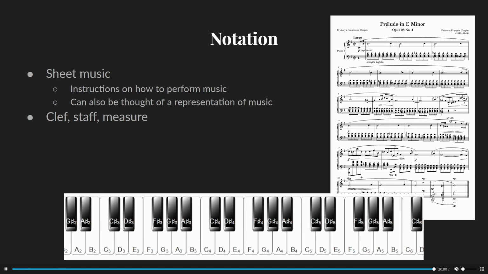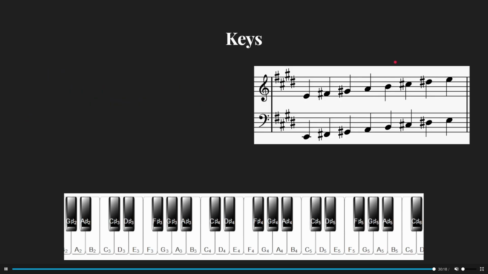But we can also think of it as a representation of music. We can use it to visualize music without actually having to hear it. We can just look at it. Stuff like this is a treble clef, this is a bass clef. This whole thing is called a staff. In between these bar lines right here is a measure.